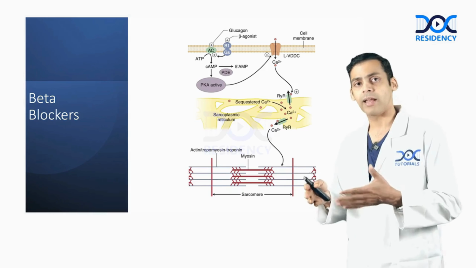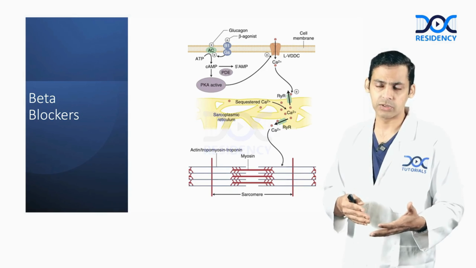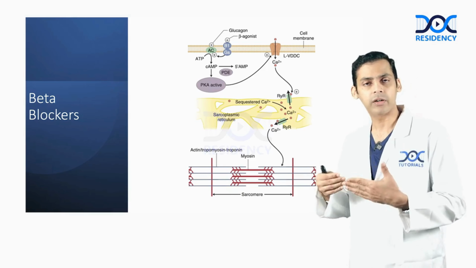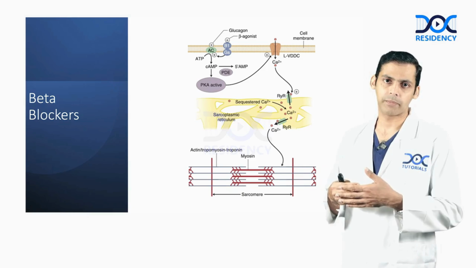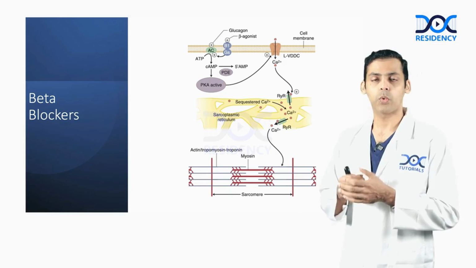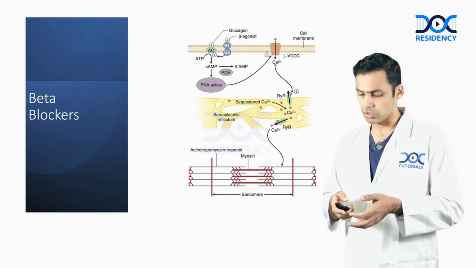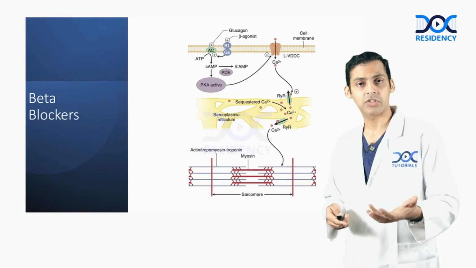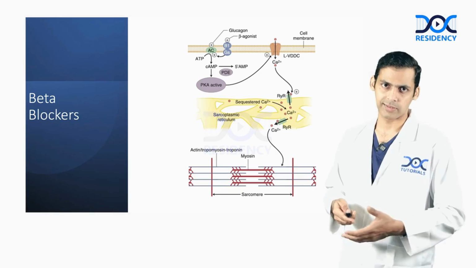If a patient has already had a myocardial injury, you need to reduce the work of this injured myocardium, and for that, we prescribe beta blockers. So what happens in toxicity? In toxicity, an exaggeration of this pharmacological effect is seen.